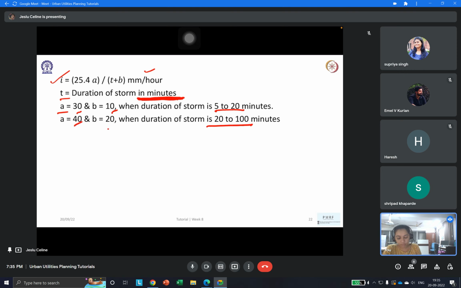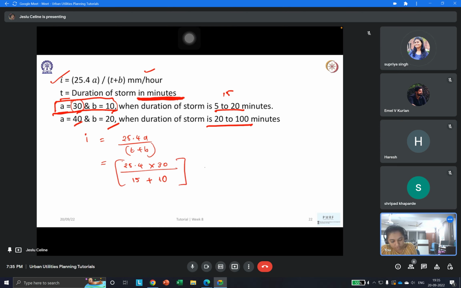So in this question, we have 15 minutes. So we will be using 30 and 10. Let's try to solve this. I is equal to A divided by T plus B. Let's substitute. A is 30 from here. 30 divided by T, which is 15, plus B, which is 10. So can we quickly solve and come up with the answer for this?